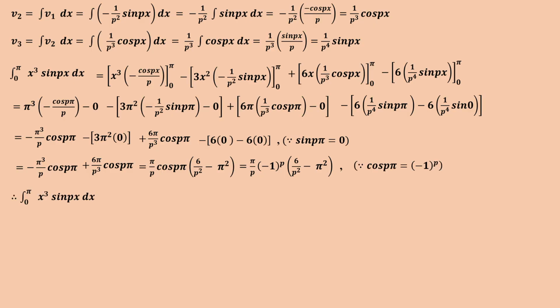So therefore the integral from 0 to π of x³ sin px equals π/p (−1)^p (6/p² minus π²). That is equation number 4.